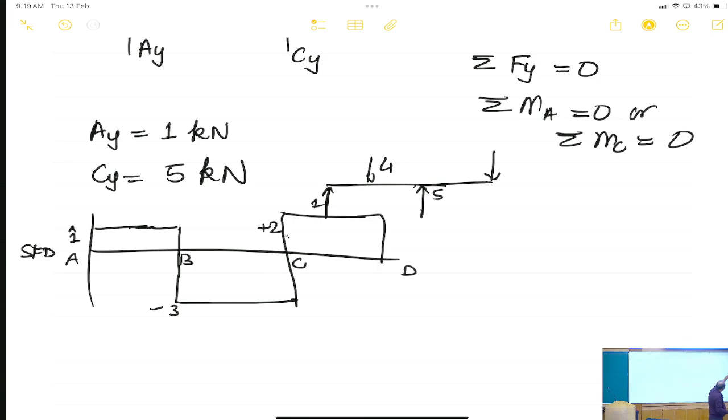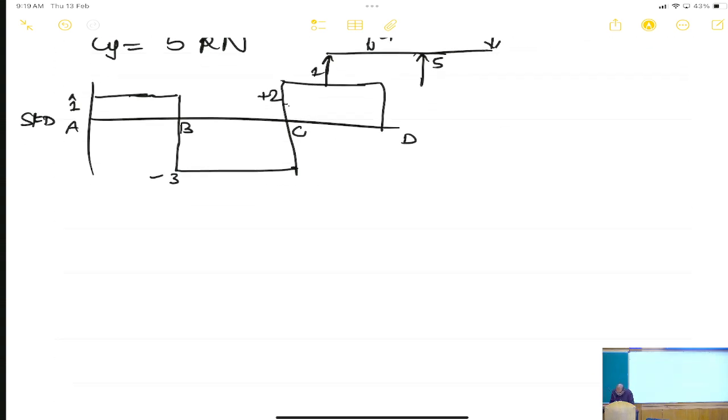That continues till point C, where we have a plus 5 kilonewtons. So, from minus 3, we add 5. So, we go to plus 2. And that continues till the end, where there is 2, and therefore, it stays at 2 till the end. Is that clear? So, this is how the shear force diagram looks like.